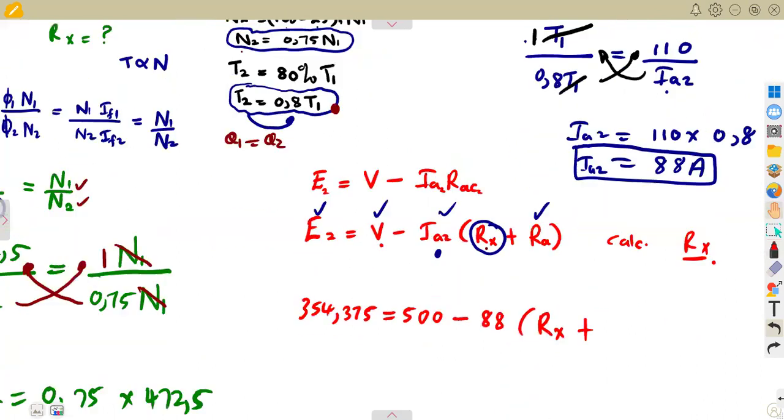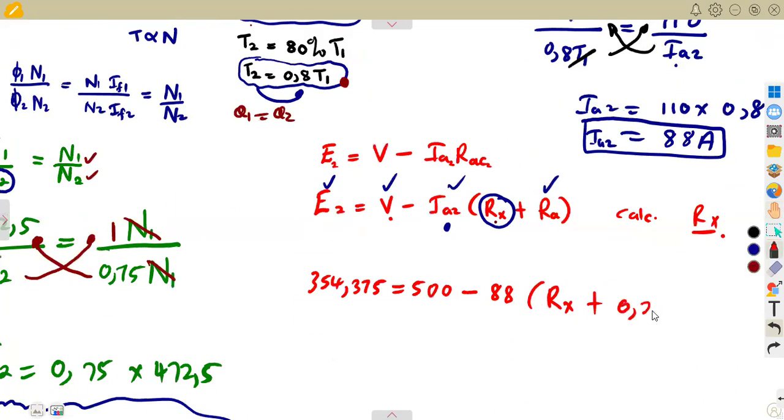This is not changing. The only part is that there is a resistance connected to it in series, so it adds to that resistance. So the question is, we need to know what is the value of the resistance which was connected there in series. So it's now a matter of solving. I can transpose this since it has a negative, transpose it to the left-hand side so that it can be positive. So that's 88 into the bracket of Rx plus 0.25.